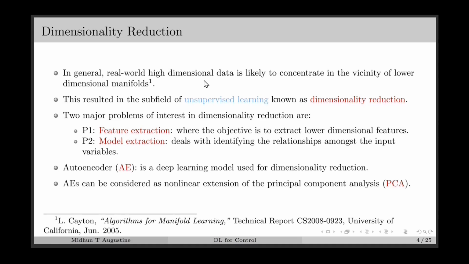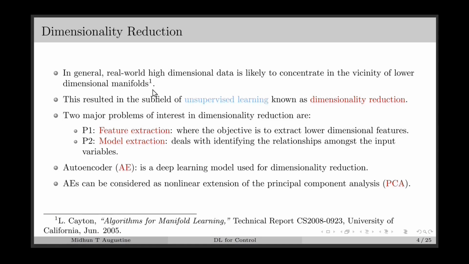In general, real-world high-dimensional data is likely to concentrate in the neighborhood of low-dimensional manifolds. This is also known as the unsupervised learning hypothesis, and this resulted in a subfield of unsupervised learning known as dimensionality reduction. Here by manifold, we mean a nonlinear curve, and if the data lies in a lower dimensional manifold, we have the possibility of dimensionality reduction.